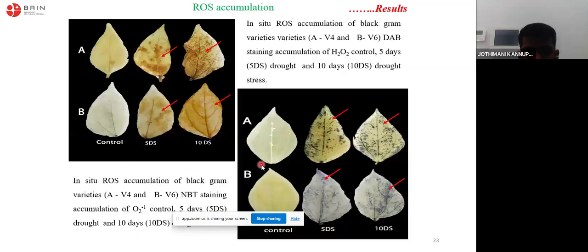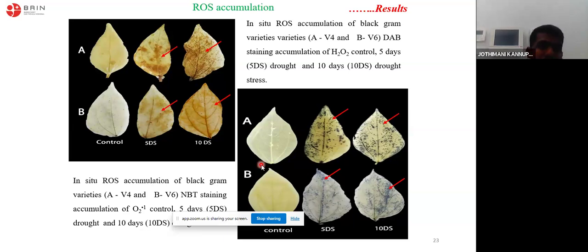This figure shows the accumulation of ROS levels detected in both 1.4 and 1.6 using the histochemical method. In this method, DAB and NBT staining provide a visual representation of hydrogen peroxide and superoxide levels in plant tissues under drought stress condition and control. The ROS levels were increased in both black gram varieties compared to the control.